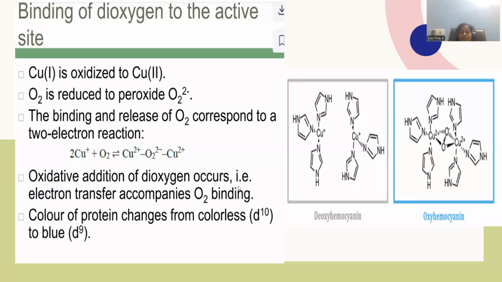Oxidative addition of the dioxygen occurs. Electron transfer accompanies oxygen binding, so copper plus 1 turns into copper plus 2, and O2 with zero charge shifts to O2 minus 2. Molecular oxygen turns into peroxide oxygen. The color of the protein changes from colorless to blue. That is because initially copper plus 1 is d10 configured, whereas copper plus 2 is d9 configured. The d9 configuration is responsible for the unpaired electron, which induces the coloration of the compound.